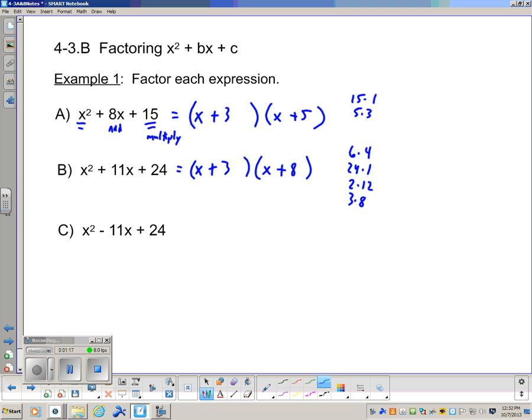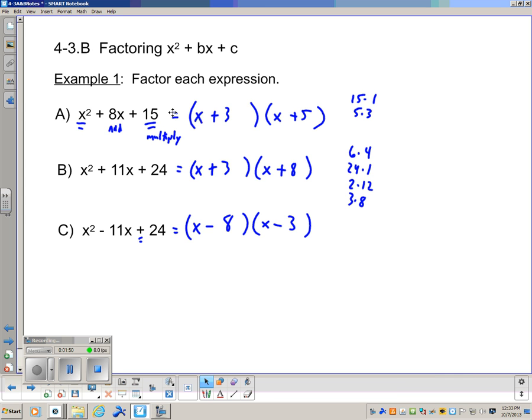And then you've got to be careful with the minus here. If you've got a minus in the middle, but you've got a plus over here, you've got to go ahead and do a minus and a minus. So it's got to be x minus and x minus. So what times what gives us 24 and adds to give us negative 11? That would be a negative 8 and a negative 3. Those multiply. Negative 8 times negative 3 is 24, and negative 8 plus a negative 3 gives us a negative 11. So we have factored those.